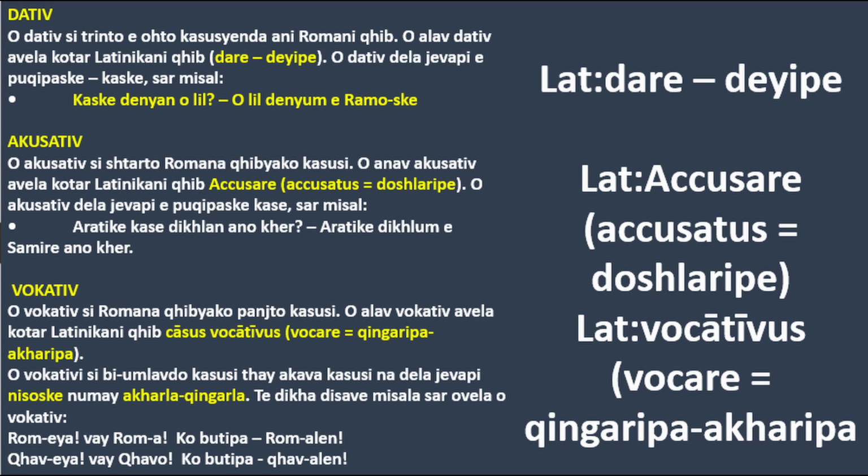Vocative. The vocative is the fifth case in the Romani language. The word vocative derives from the Latin casus vocativus. Vocare equals to call, invite. The vocative is an independent case, and this case does not respond to any question, but one uses it when one calls upon someone. Let us look at some examples of the vocative. Rom eya, or Roma, plural, Rom Alan. Hey, Rom. Hey, Roma, plural, Roms. Qhaveya, or Qhavo, plural, Qhav Alan. Hey, boy. Boy, plural, boys.